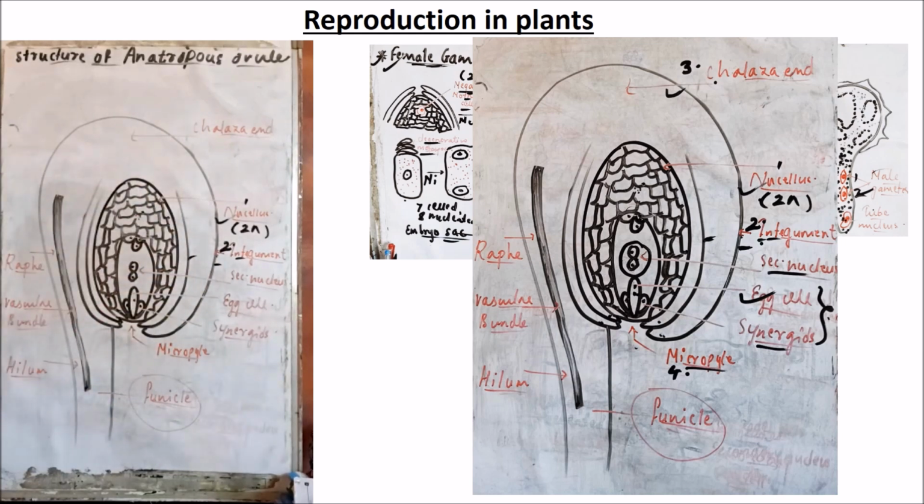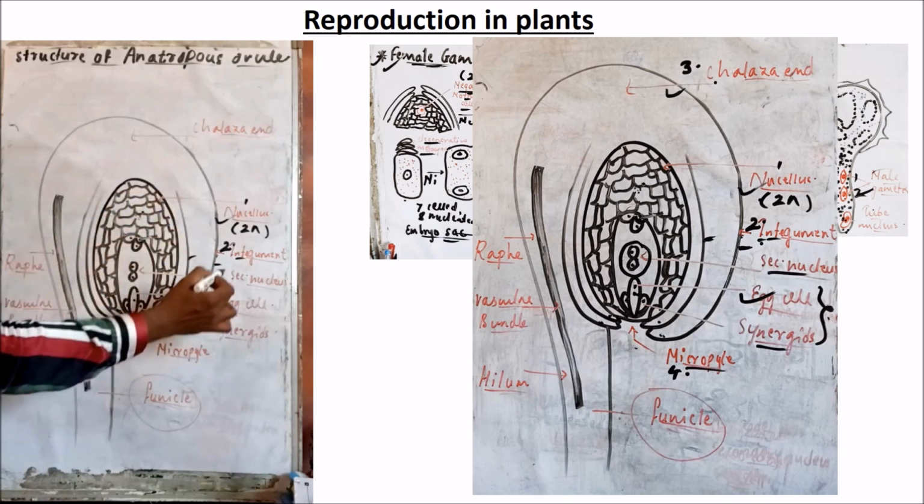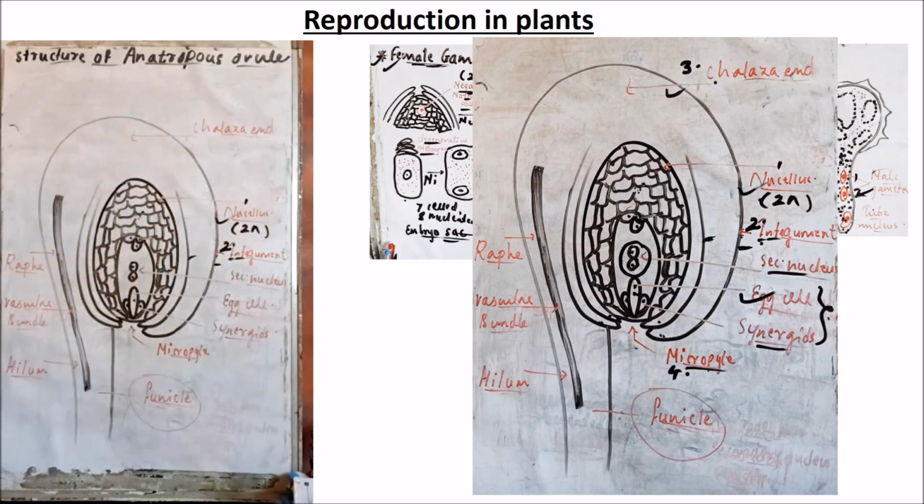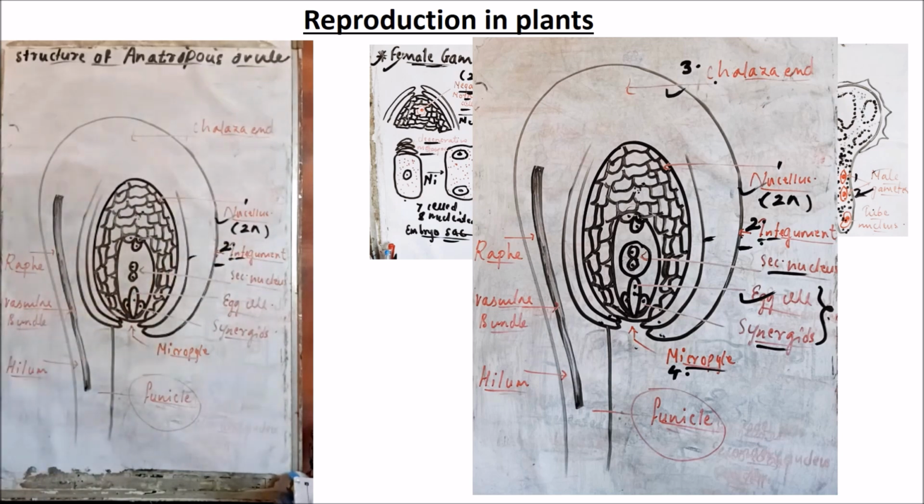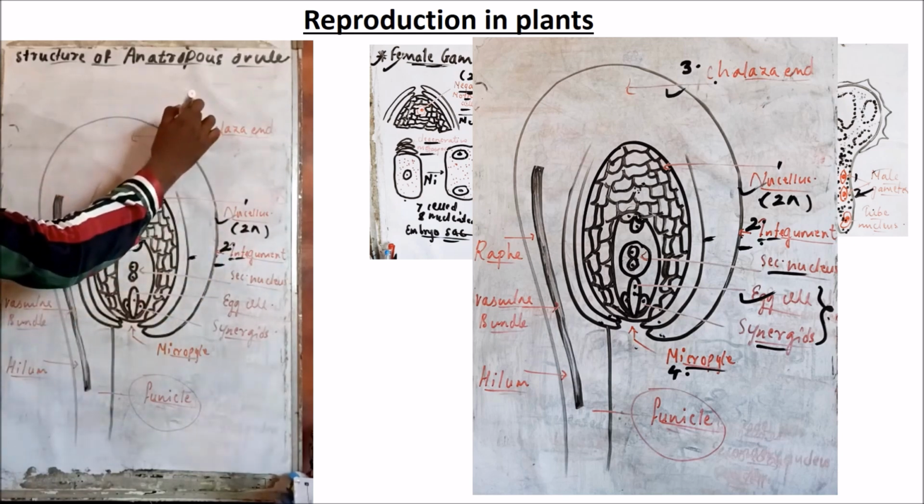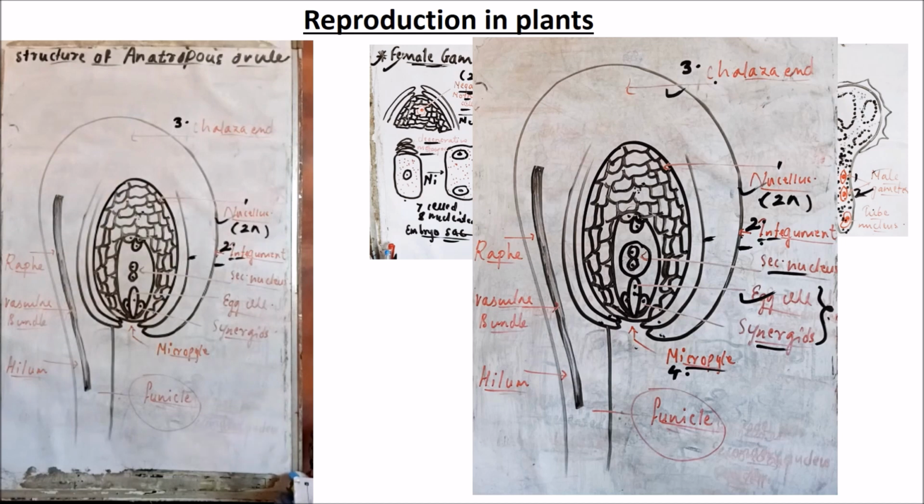The function of the integument: after fertilization, the integuments develop into the seed coat. That is, the outer integument gets condensed to form the testa and the inner integument gets condensed to form the tegmen. The third part is the chalazal end or chalaza. Chalazal end or chalaza is the basal end of the ovule, and it plays an important role in the formation of the integuments, which are the protective covering seen around the nucellus.